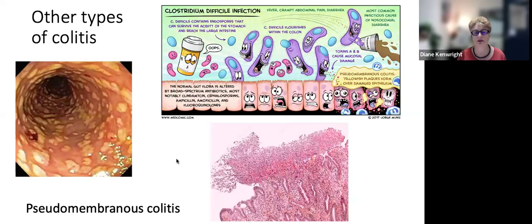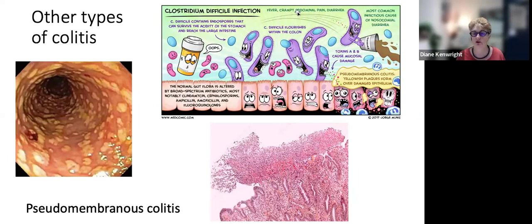Why does this happen? It happens because the normal gut flora is altered by broad-spectrum antibiotics. Yes, it requires an abnormal gut flora and then infection by Clostridium difficile. So Clostridium difficile has spores that survive the acidity of the stomach. Where can you find loads of antibiotic treatment and Clostridium difficile spores? The answer is in hospitals. So this is often a complication of patients who are treated with antibiotics in hospitals.